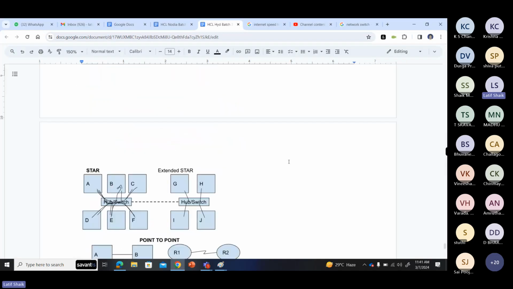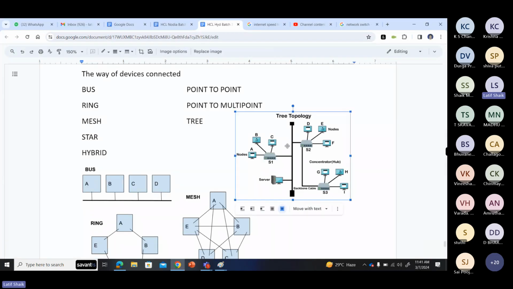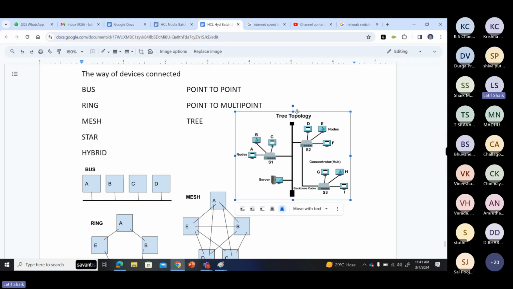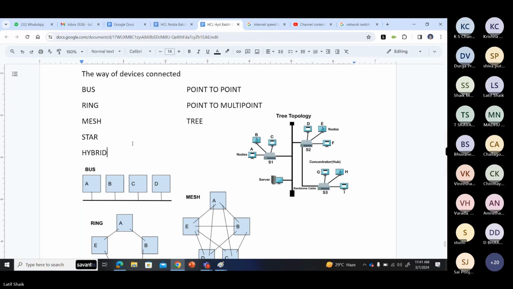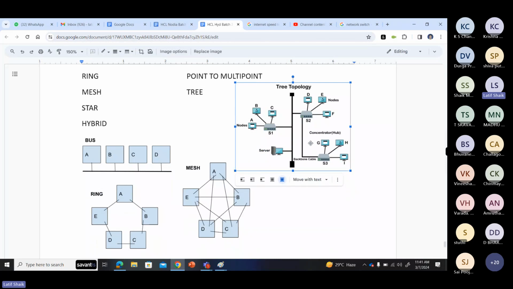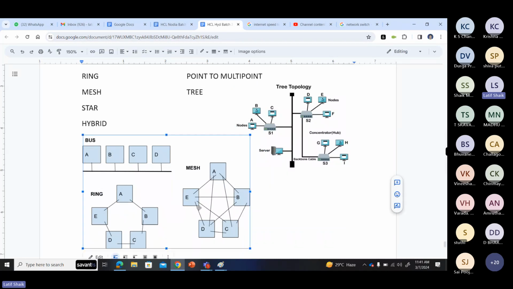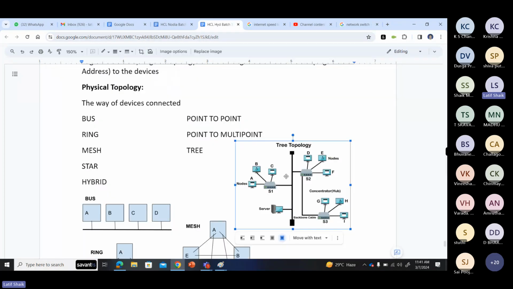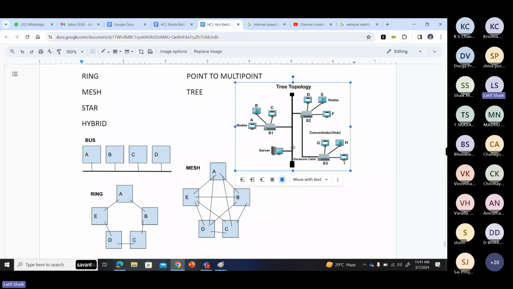The last one is tree. Some people asked me what the tree topology is. That's why I kept this picture. Really, I don't mind about tree topology. So what is a tree topology? It's a kind of hybrid topology only. Full mesh topologies and all these are hybrid topologies. But you can see this tree topology is a clear-cut hybrid topology.